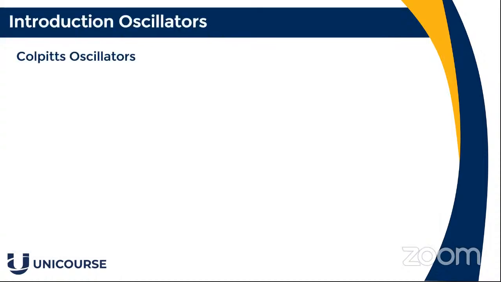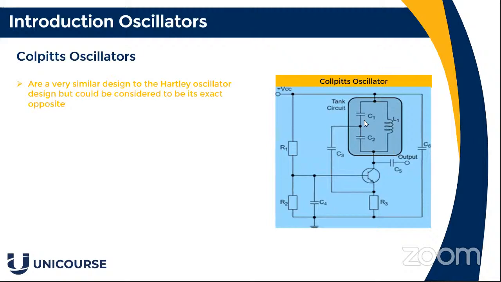Let's look at the next one, the Colpitts oscillator. Now, instead of having two coils, we're having two capacitors. And I've always remembered it. How do you remember the difference between the Colpitts and the Hartley? We remember C and Colpitts, and that's a Colpitts oscillator.